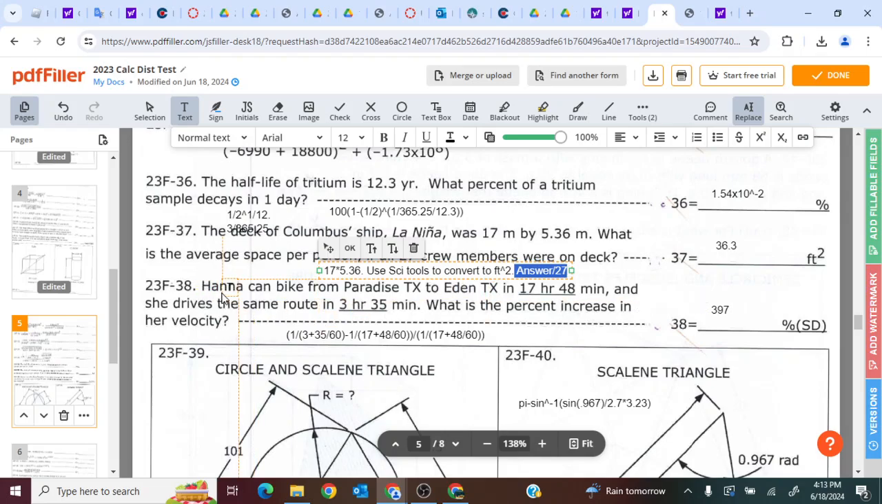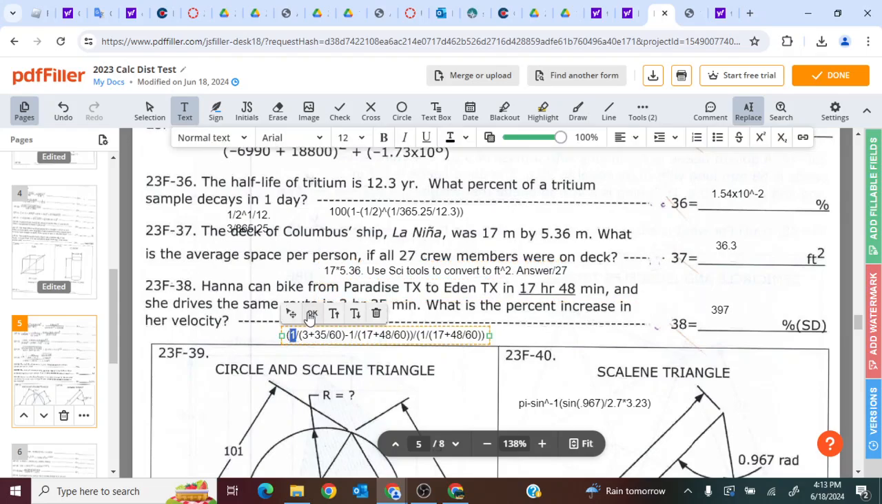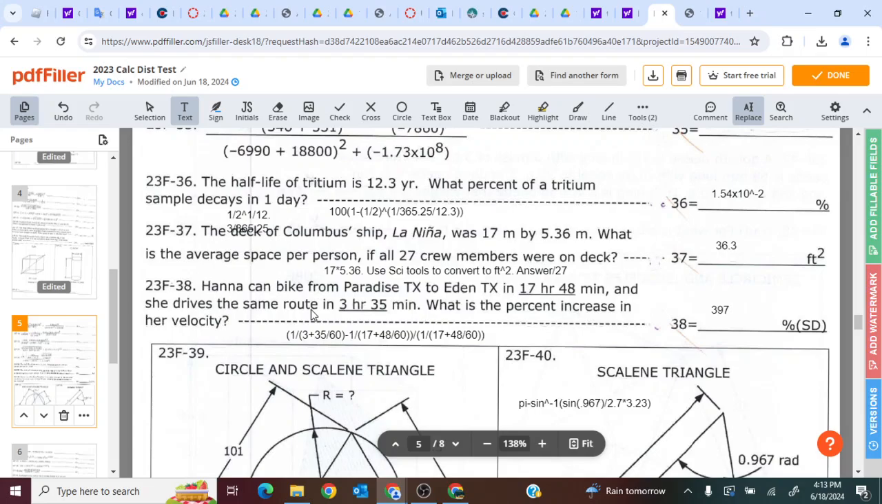38. Hannah can bike from Paradise, Texas to Eden, Texas in that long, and she drives in a shorter amount of time. What's the percent increase in velocity? Well, the velocity is the same thing as distance over time. So let's just say our distance is 1 mile. The distance doesn't matter in this case because the distance is the same for both routes.